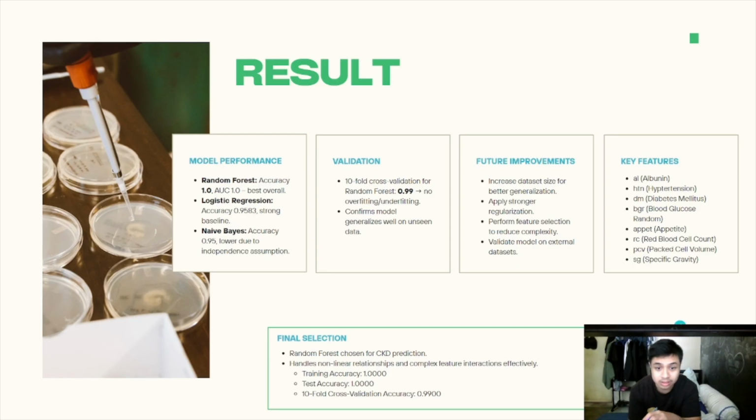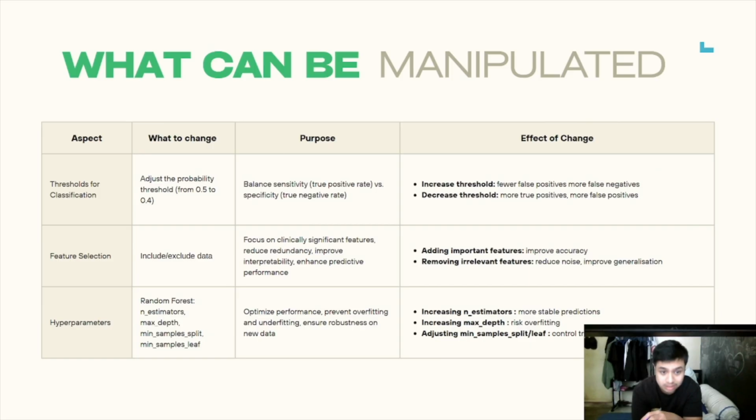To confirm these results are not just a fluke, we look deeper. The confusion matrix on the left shows our random forest model made zero mistakes. It correctly identified all healthy patients and all CKD patients in the test set. On the right, the ROC curve shows a perfect AUC score of 1. This confirms that random forest is the most reliable model for this critical medical task, so we selected it for our final application.